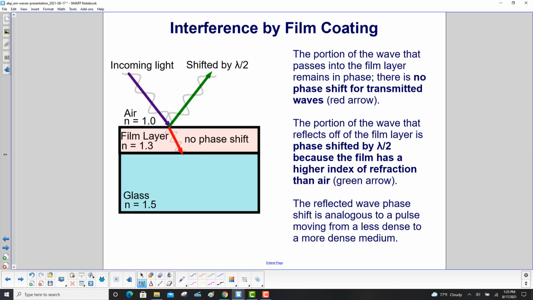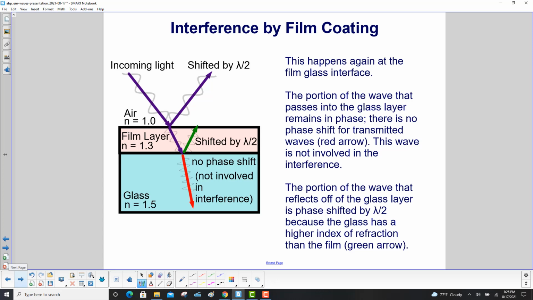The portion of the light wave that passes into the film layer, and that's shown by the red there, remains in phase. There is no phase shift for transmitted waves. That's the red arrow. The portion of the wave that reflects off of the film layer is phase shifted by lambda over 2 because the film has a higher index of refraction than air, and that's the green line right there. The reflected wave pulse shift is analogous to a pulse moving from a less dense to a more dense medium. So that would be the light string, then the pulse traveling into a heavier string.